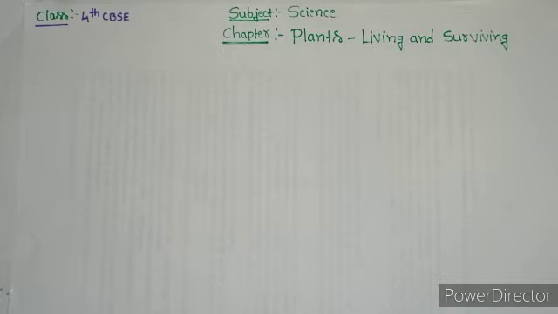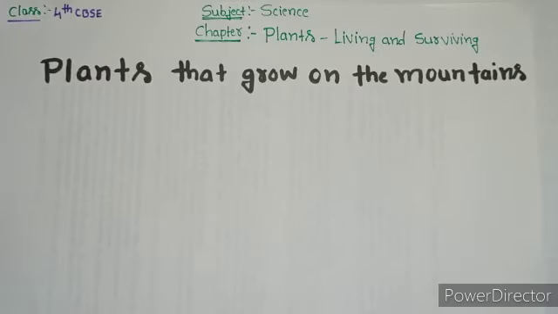In last class, we learned about terrestrial plants. The plants that grow on land habitats such as plains, cold and snowy mountains, marshy lands and deserts are called terrestrial plants. Right? In that, we learned about plants that grow in the plains in last class. Students, in this class, I am going to teach you about plants that grow on the mountains.